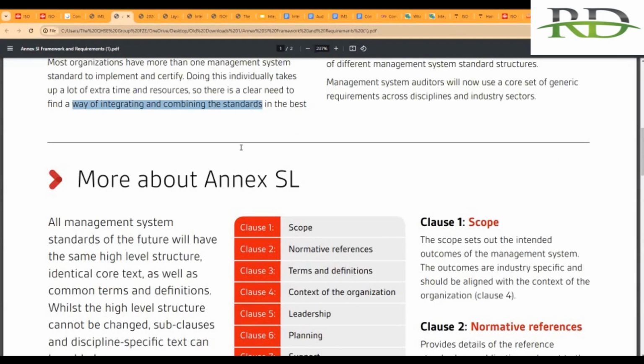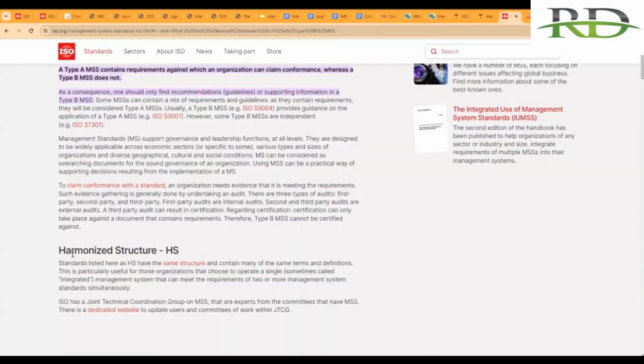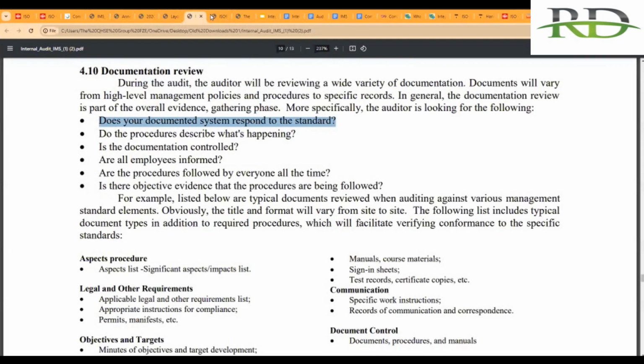This right here, okay? This is now what you're doing right here. The harmonized structure, okay? The integrated management system that can meet 2 or more requirements in management standards simultaneously. That is what you're talking about. So you now come over here, okay? And then you say, what you're looking at, does your documentation respond to the standard?